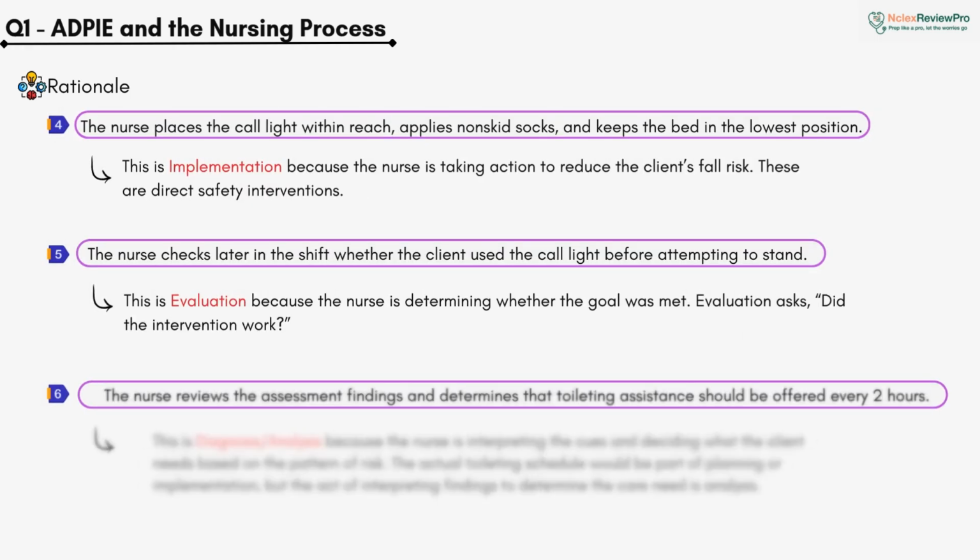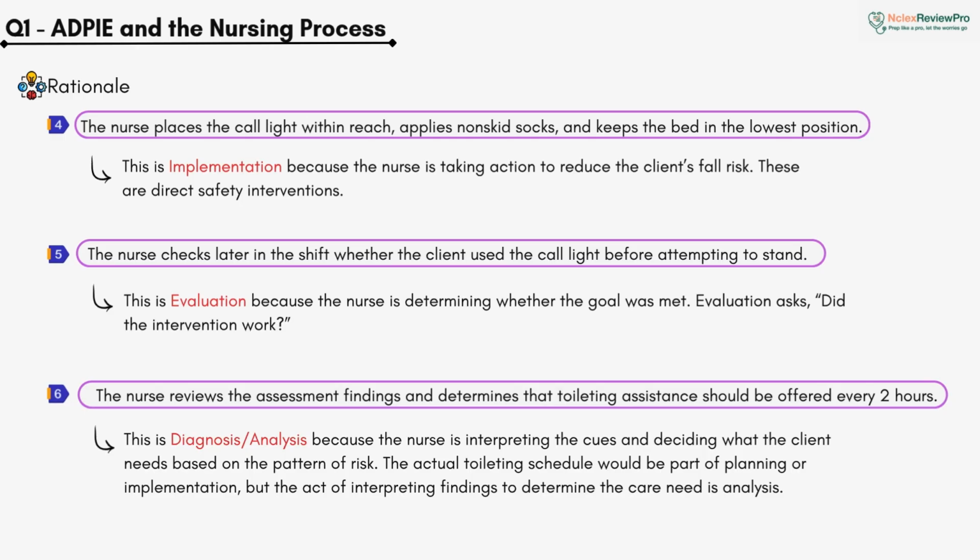Number 4 says, the nurse places the call light within reach, applies non-skid socks, and keeps the bed in the lowest position. This is implementation. The nurse is now taking action. These are direct fall prevention interventions.